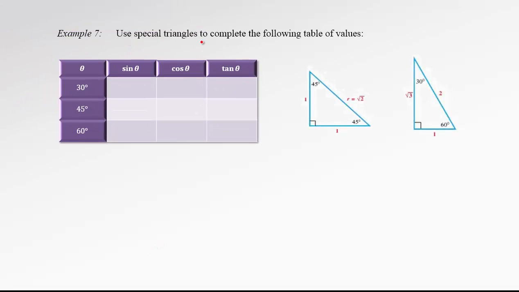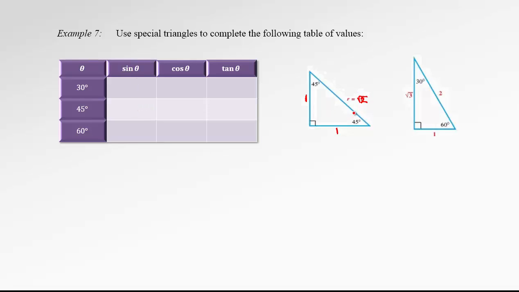Finally, let's use our special triangles to complete the following table of values. We're going to develop exact values of sine, cosine, and tangent of those special angles 30, 45, and 60. Let's start with the 45 degrees row. We're going to refer to this half a square triangle, 45, 45, and 90. If the two sides of the square are marked as 1 unit, therefore the diagonal of the square has length root 2, isn't it?